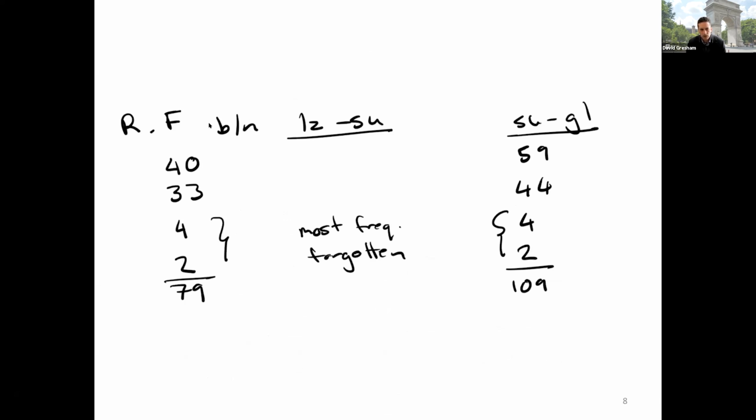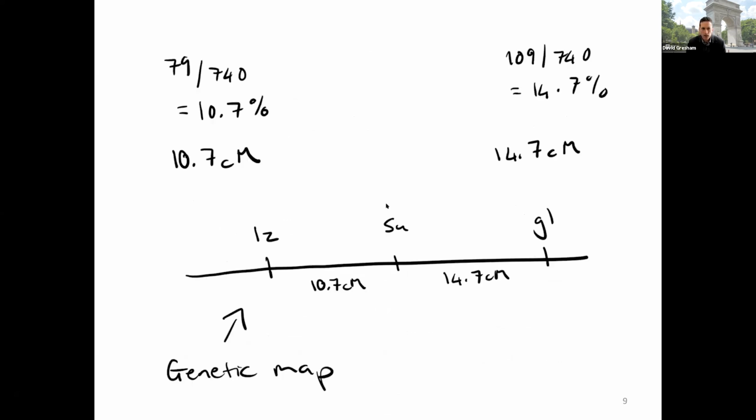So in this case, the recombination fraction between LZ and SU is 79 out of our 740, and between SU and GL is 109 out of our 740. And from that, we can make a genetic map. This is our genetic map that puts the order of the genes along the chromosome, LZ, SU, GL, and then the distance between them, 10.7 centimorgans, which is simply a conversion from a recombination fraction of 10.7%.